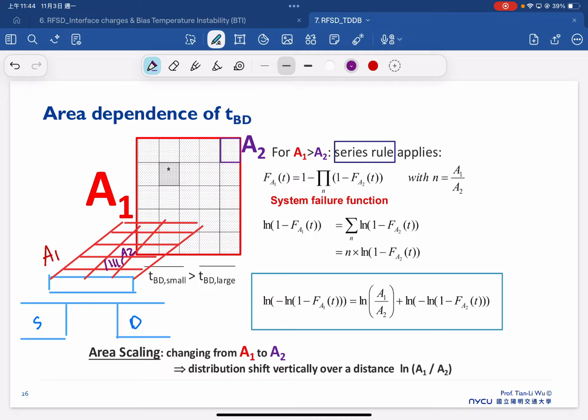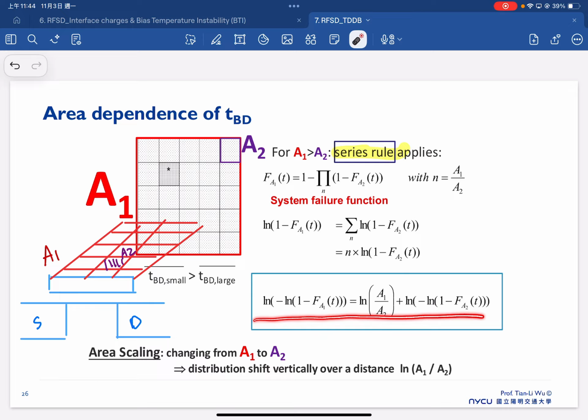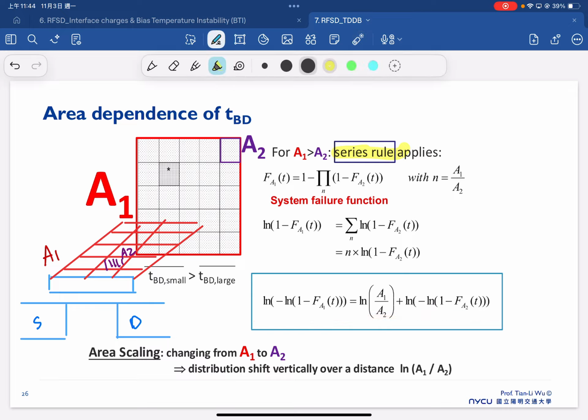So, for A1 to A2, we can consider this series rule that we described before, and with that consideration, in the end, we can lead to this formula, where this is a Weibull plot for A1 versus a Weibull plot for A2, and there's one factor in between, which is this one.